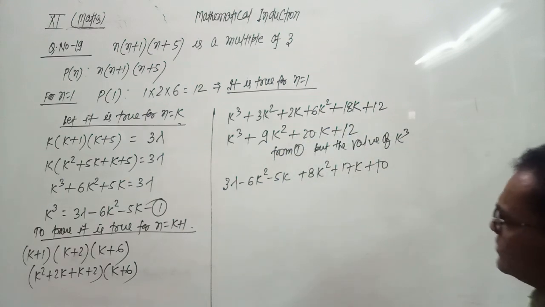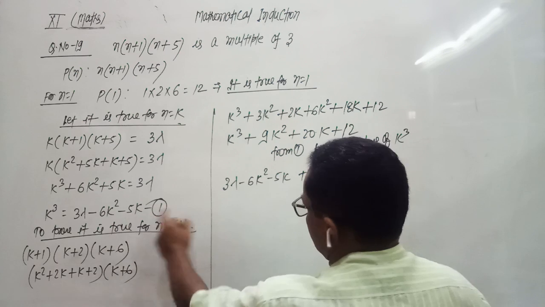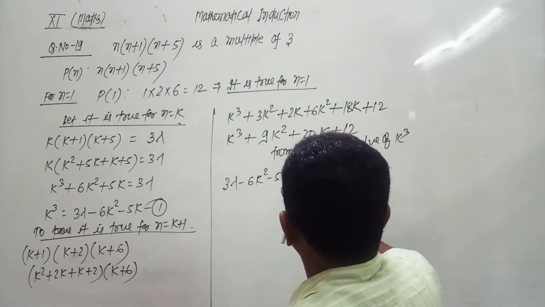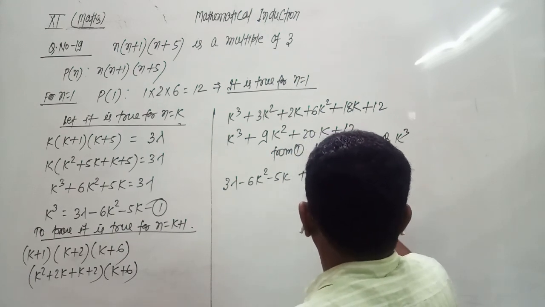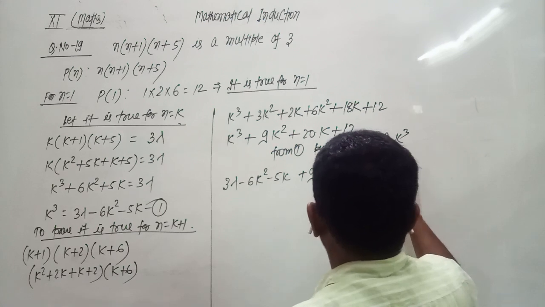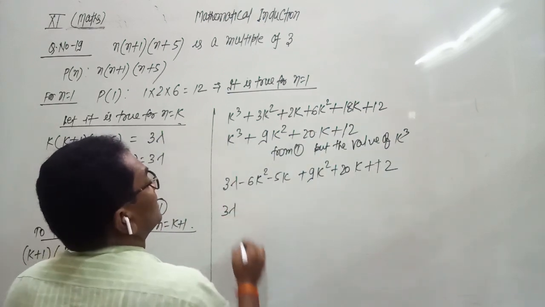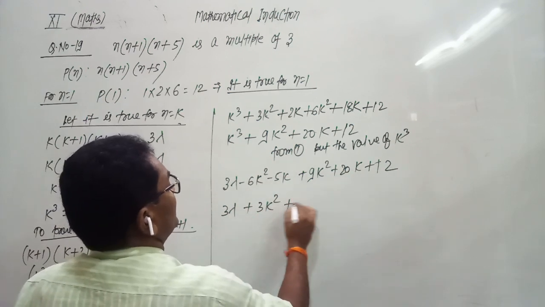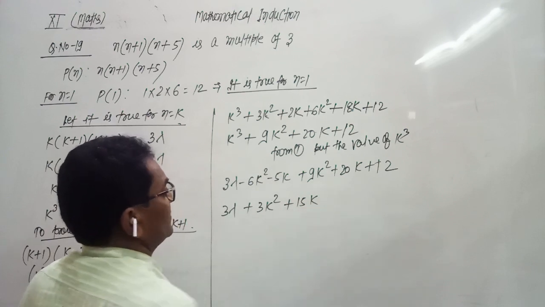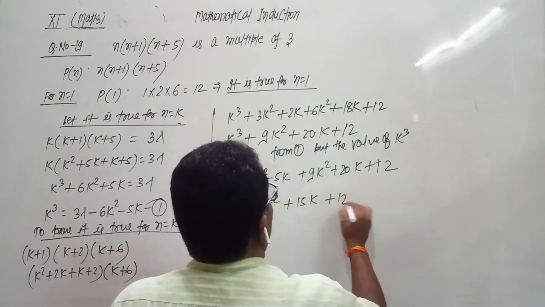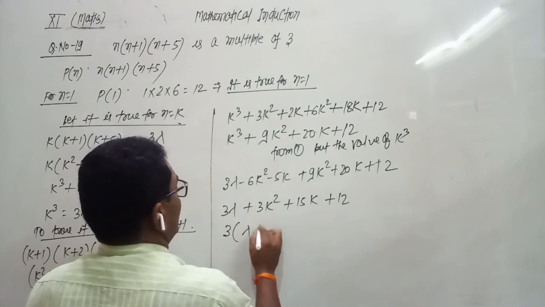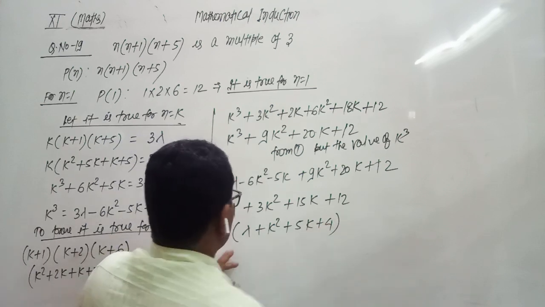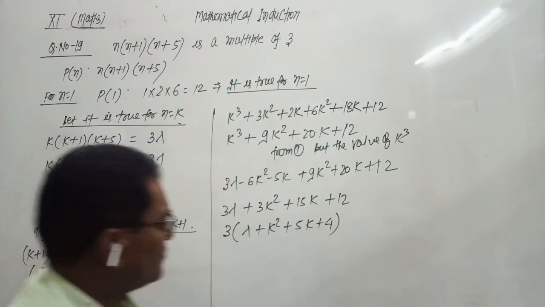And then here we put the value of k cube. So k cube is 3 lambda minus 6k square minus 5k, and this would be written as it is, 9k square plus 20k and plus 12. So 3 lambda, 9k square minus 6k square, that is 3k square, 20k minus 5k, that is 15k, and plus 12. From the entire term 3 is taken common. So lambda plus k square plus 5k plus 4. So the expression for k plus 1 is also a multiple of 3.